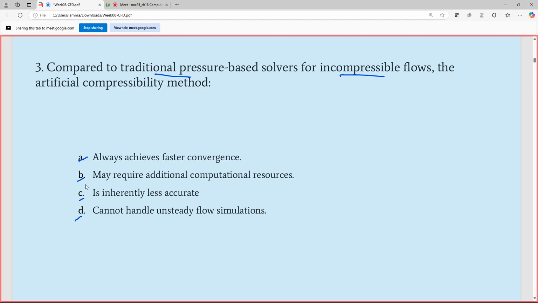It's a pretty easy question. We have seen from the previous two questions that for the artificial compressibility method, a pseudo time loop is needed. So this pseudo time loop will require more or extra computational resources. So our answer is option B, that is, it may require additional computational resources.